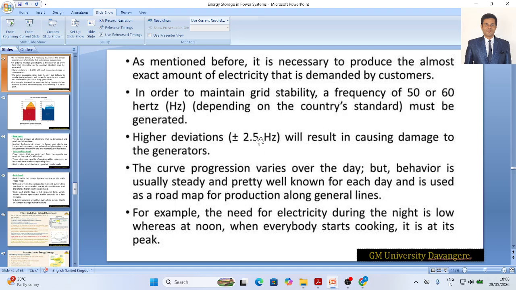If there is 52.5 Hz, it will result in damage to the generators, because you are not maintaining the load angles, you are not maintaining the generation angles.